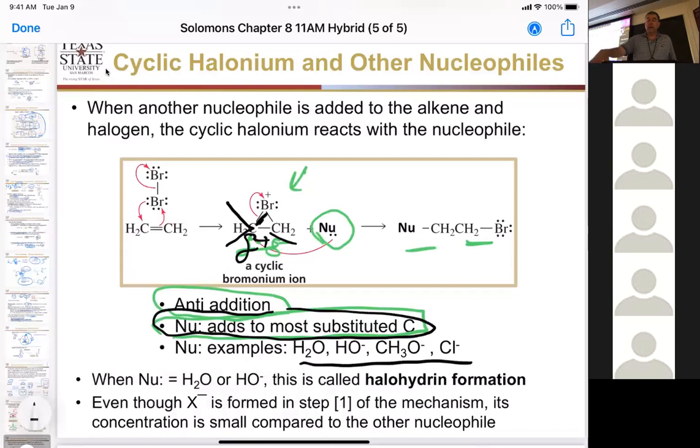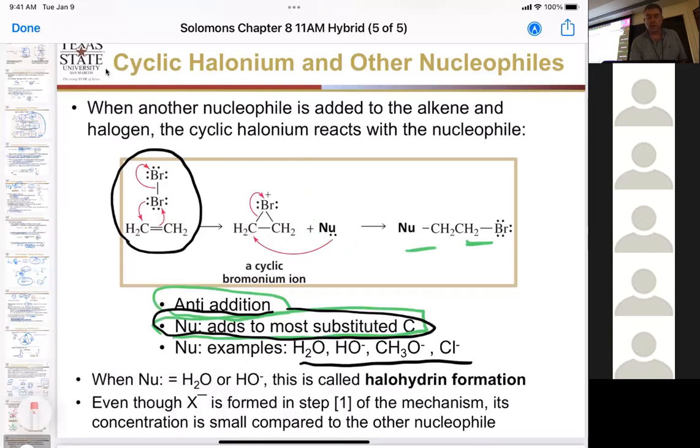You could have alcohol in there. You could have base in there. Anything that can act as a nucleophile will. Your bromine's going to attack first, giving you this cyclic state, and then the nucleophile comes in second. So in this case, you want to have a lot of the second nucleophile.